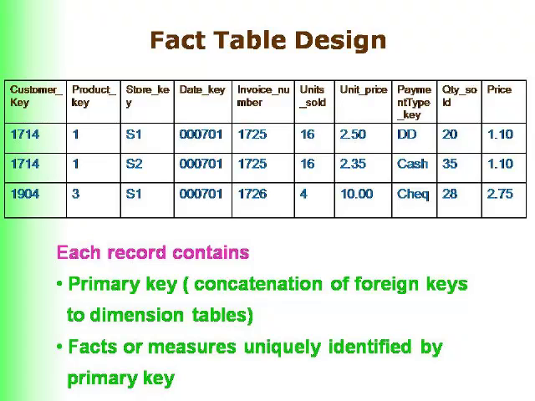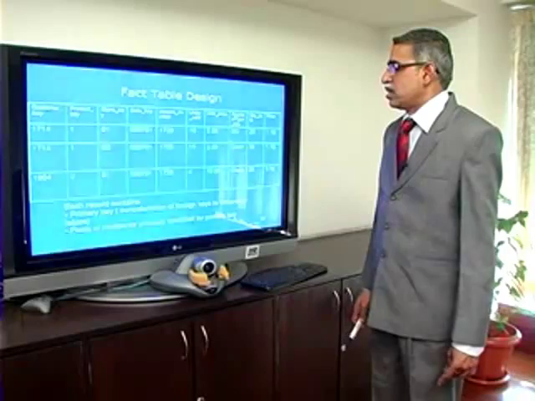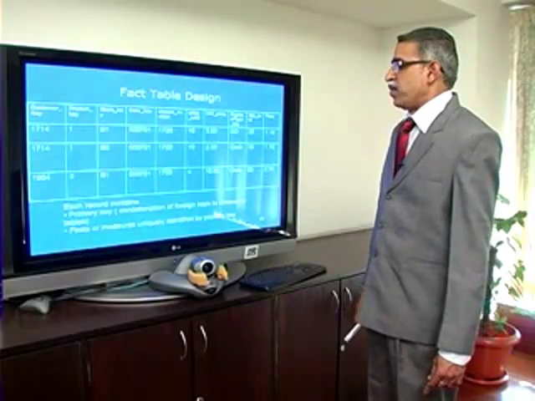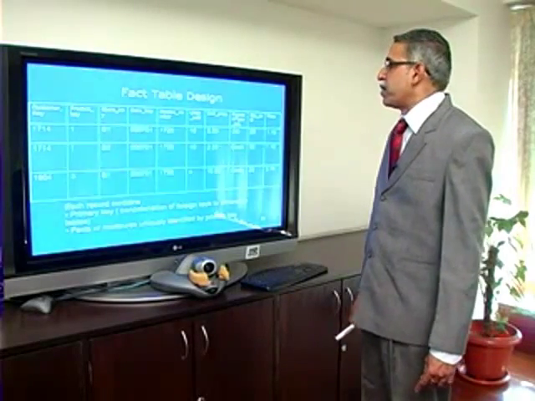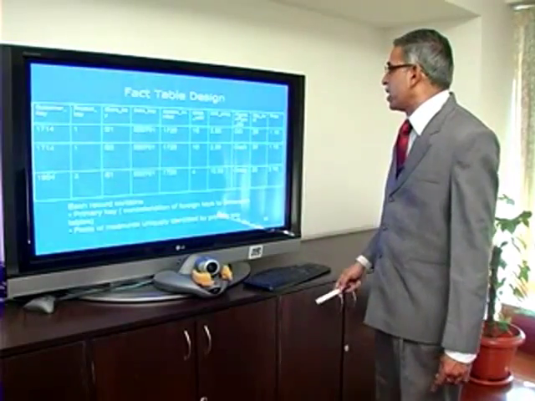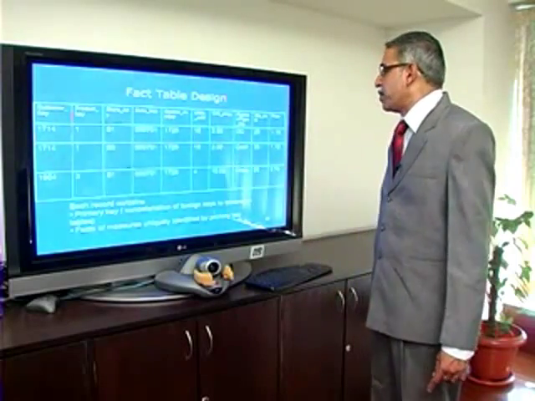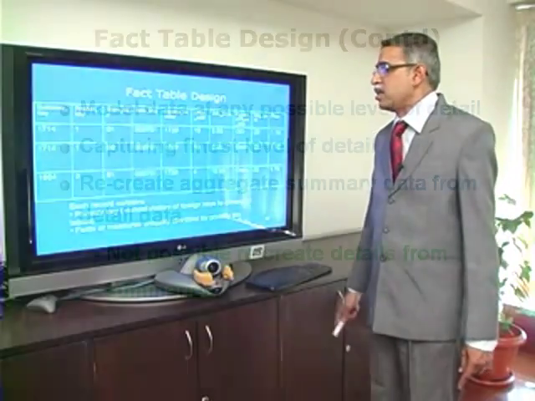In fact table, each record contains a primary key, which is concatenation of foreign keys to dimension tables. For example, here date, store, product and customer keys are combined. Payment type key, date key, store key, product key, customer key are considered as the primary key, concatenation of foreign keys to dimension tables. Then facts are measures identified by primary key. For example, price is uniquely identified by primary key. Quantity sold is uniquely identified by the primary key. Unit price is uniquely identified by the primary key. Unit sold is also uniquely identified by the primary key.